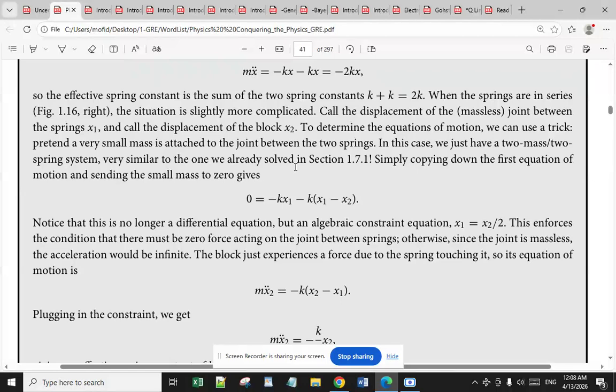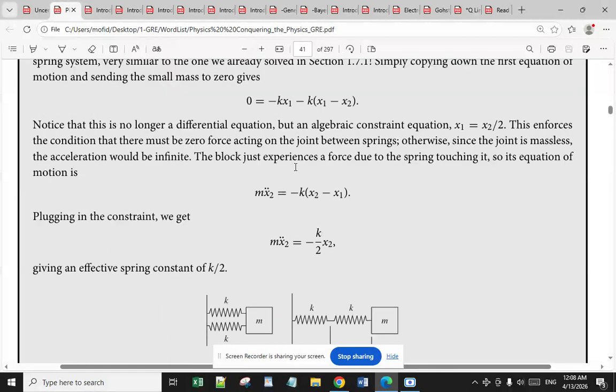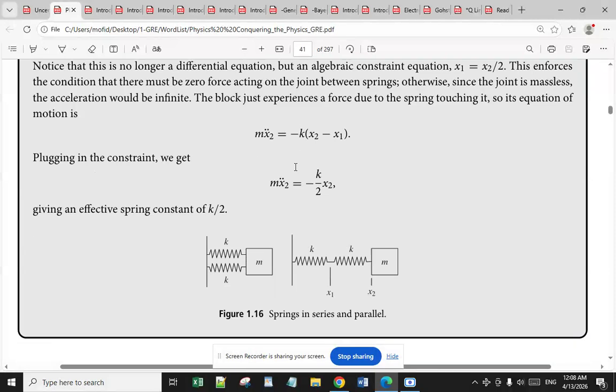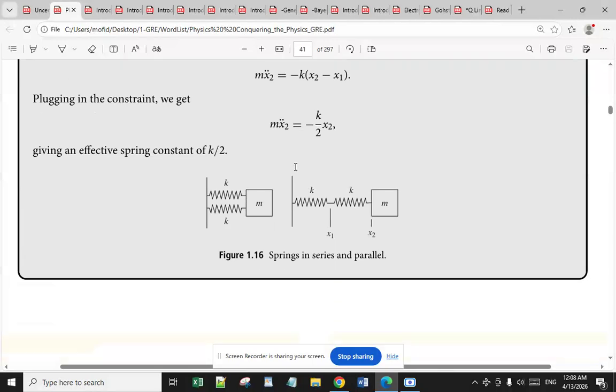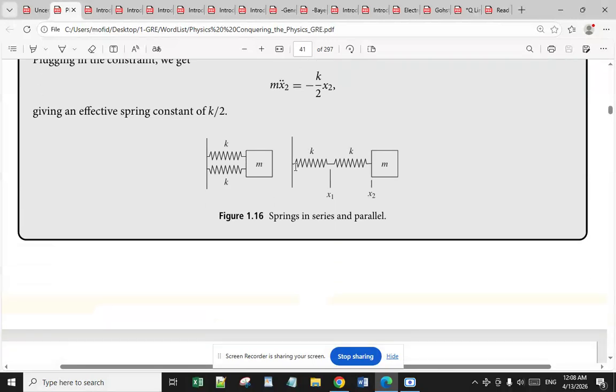The block just experiences a force due to the spring touching it, so its equation of motion is m x2 double dot equals minus k times x1 minus x2. Plugging in the constraint, we get m x2 double dot equals minus k divided by 2 times x2, giving an effective spring constant of k divided by 2. And you can see figure 1.16, which shows springs in series and parallel. You see that we have springs in series with a spring constant k, and here is the parallel.